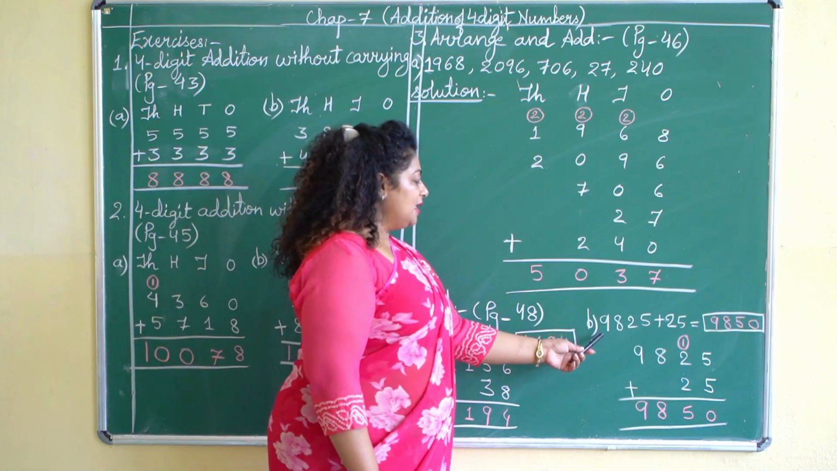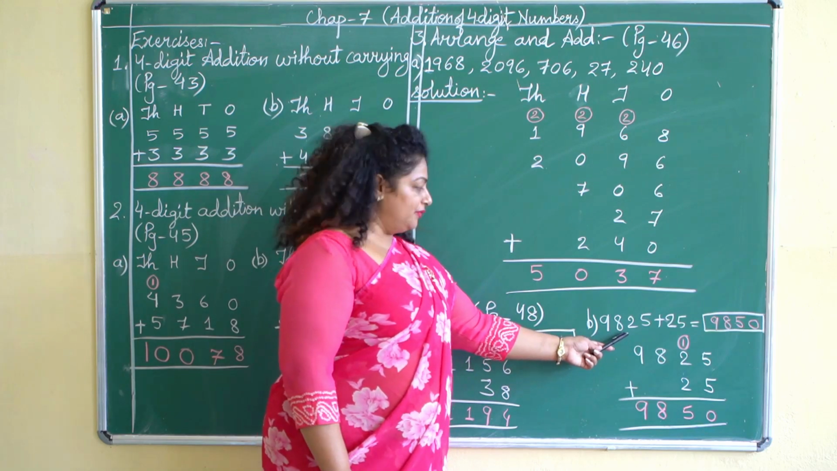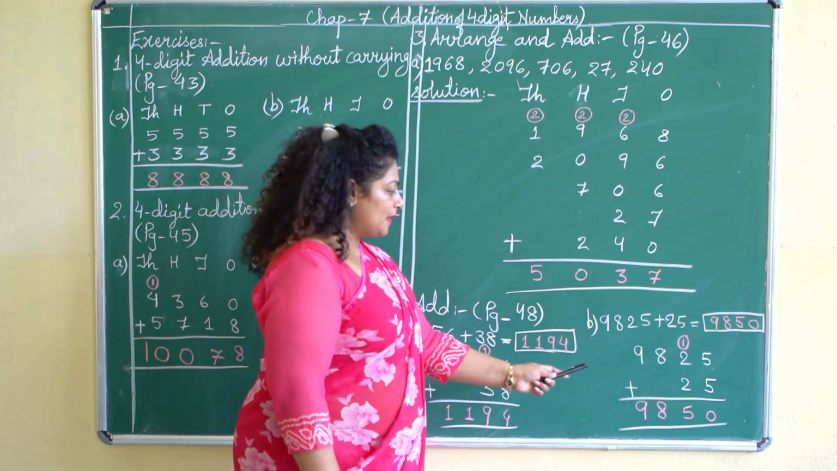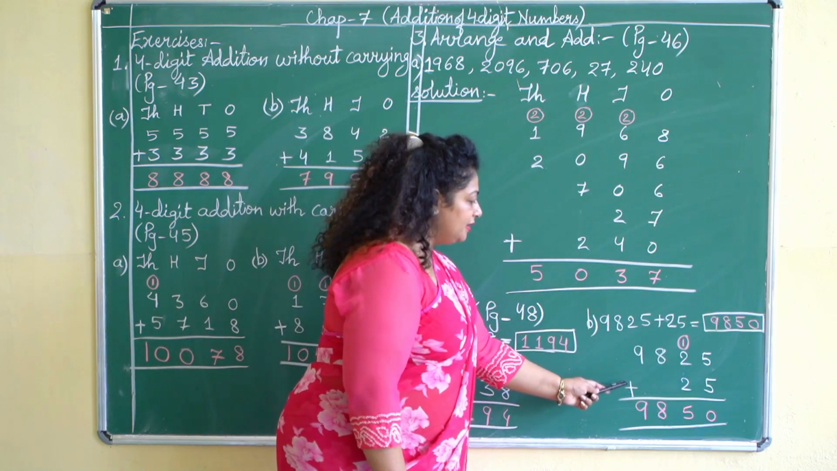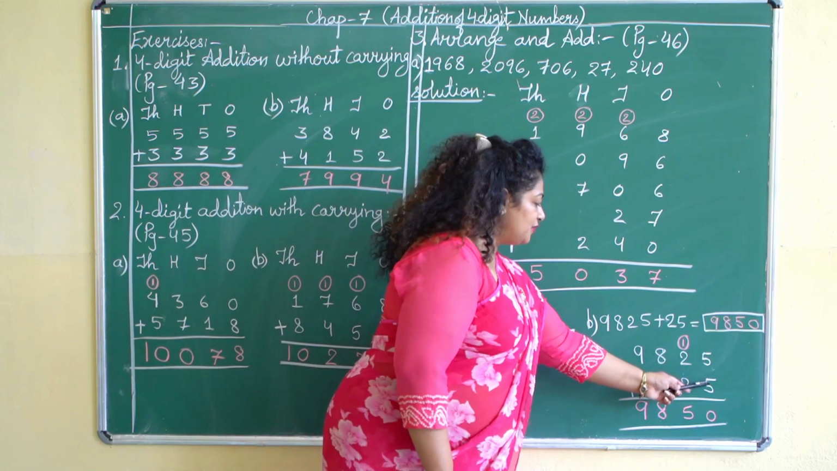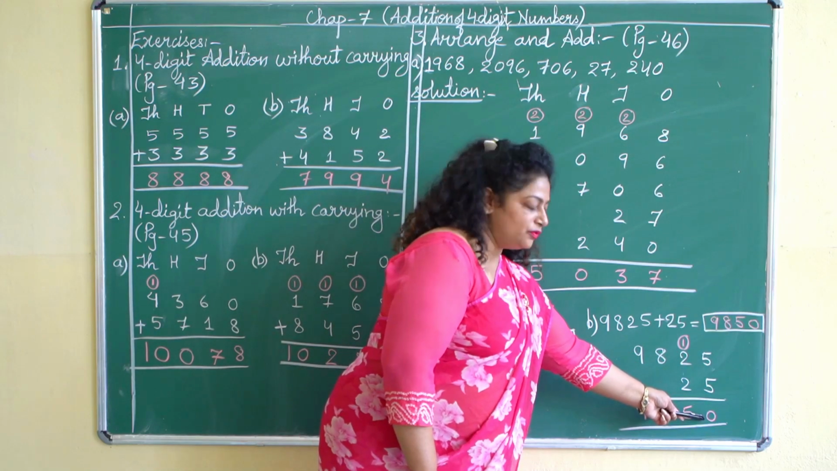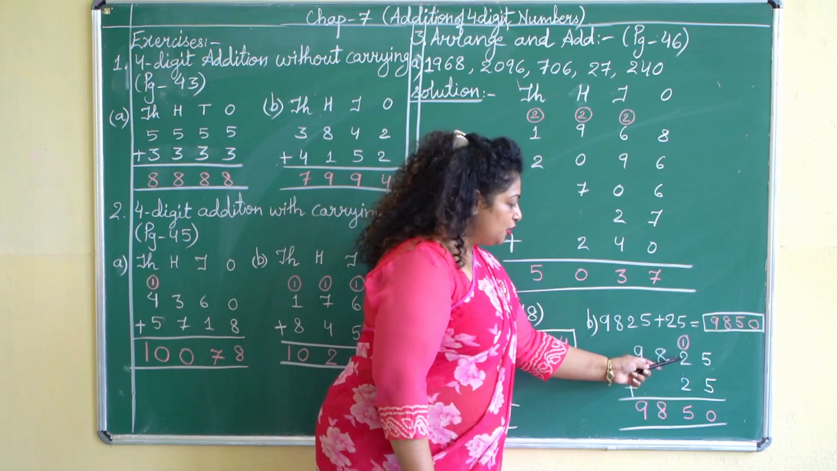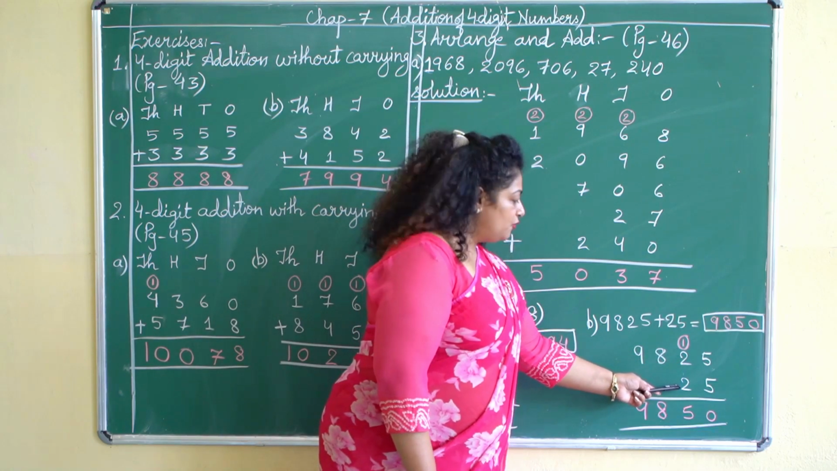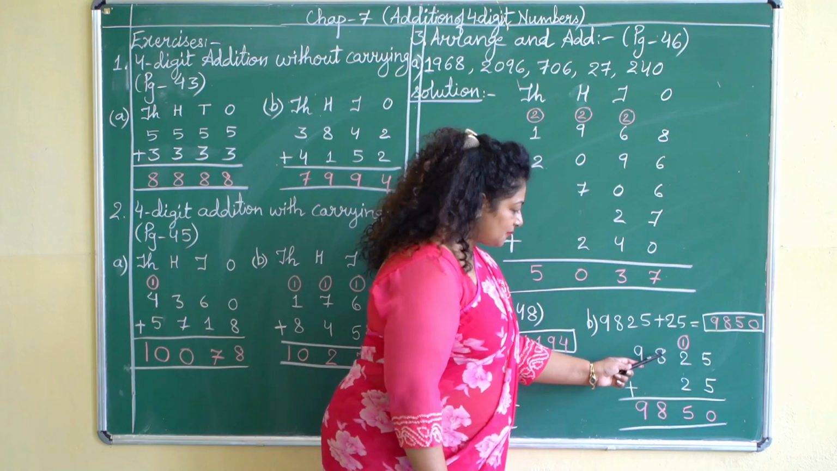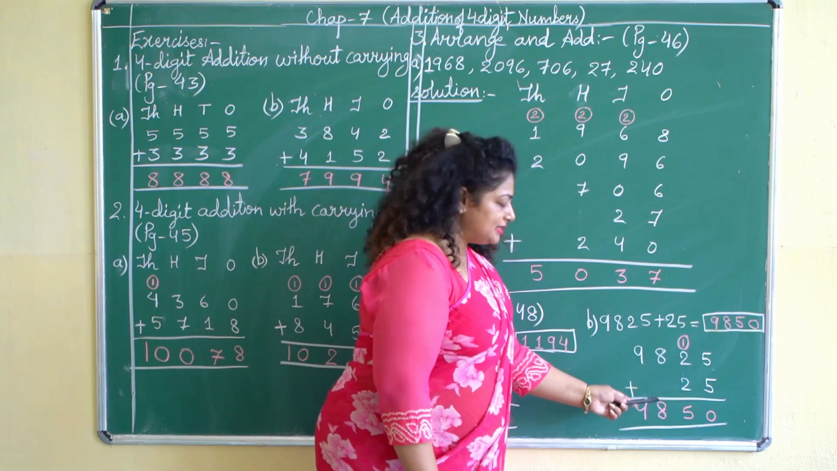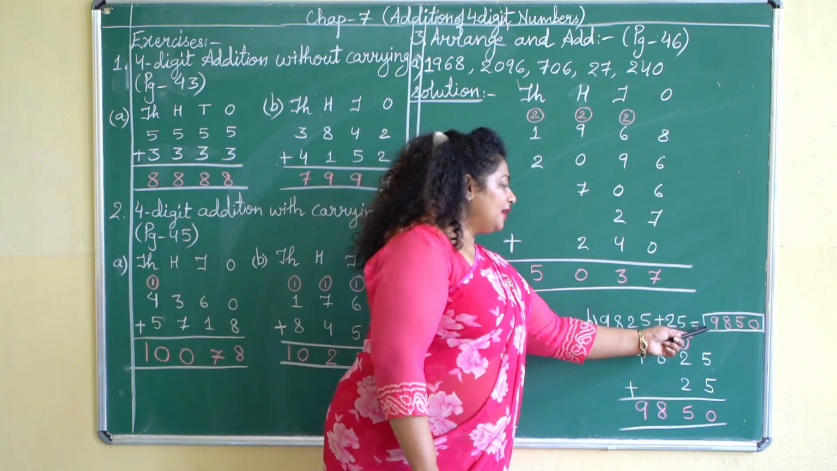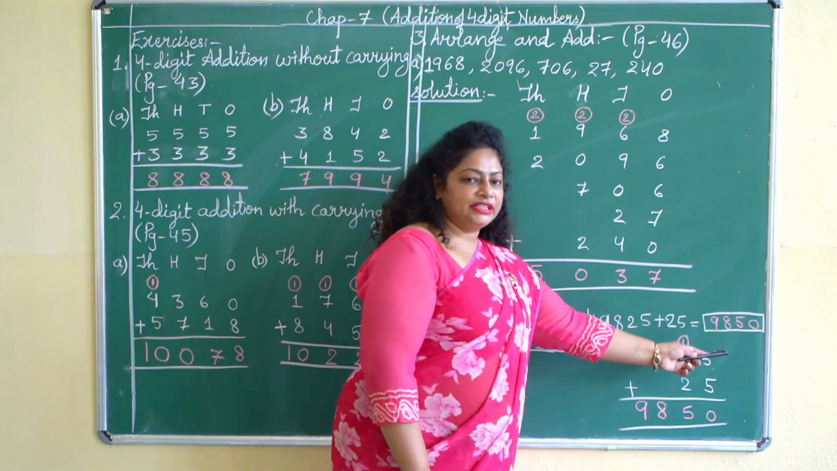Let's see the other sum. It's given to you is 9825 plus 25. Let's arrange it first. After arranging and adding, we got 5 plus 5 will give you 10. 0 is written over here and 1 is written on top of 2, that is at tens place. 2 plus 2 will give you 4. 4 and 1 will give you 5. 8 will be written as it is and 9 will be written as it is. So the answer we got is 9850.